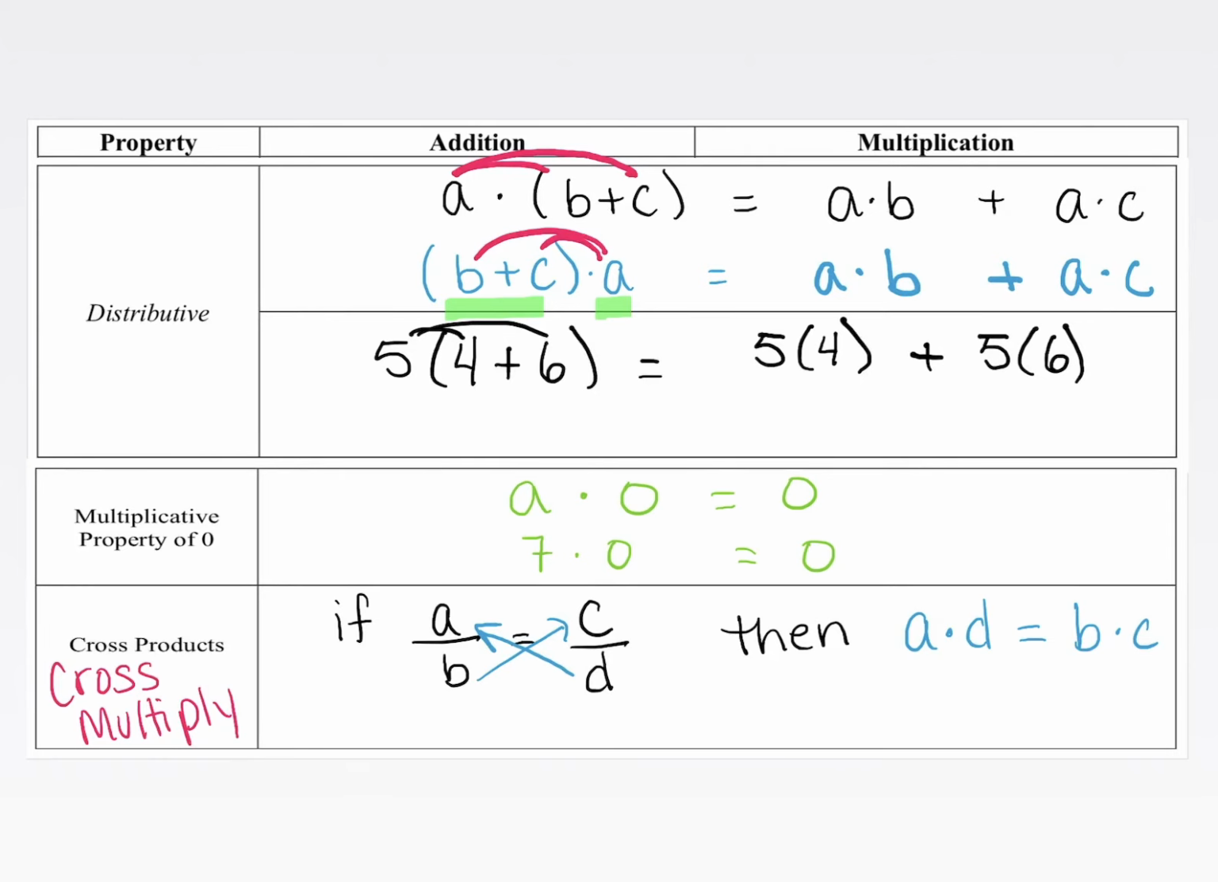Now notice we can only cross multiply when we have an equal sign separating them. I'm going to say that again. We can only cross multiply when we have an equal sign separating them. Sometimes students are tempted to cross multiply when really we're just straight multiplying two fractions, but we can only cross multiply when we have an equal sign separating our two fractions, no other operation.